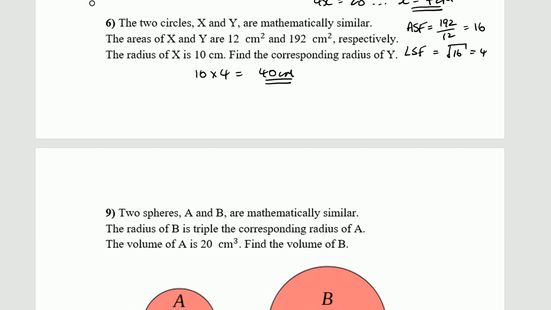Now, we didn't necessarily have to use area scale factors and length scale factor to do this question. If I want the radius of circle y and I know its area, well, I could just use the area of a circle formula. But obviously the most straightforward way to do this question would be to use scale factors. And if they say similar to each other, then you will want to use the maths of similarity. That's what they're hoping you will do, and that's what the mark scheme will reflect.